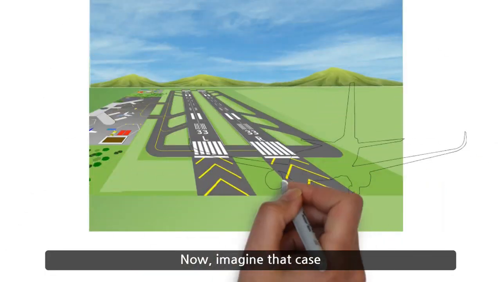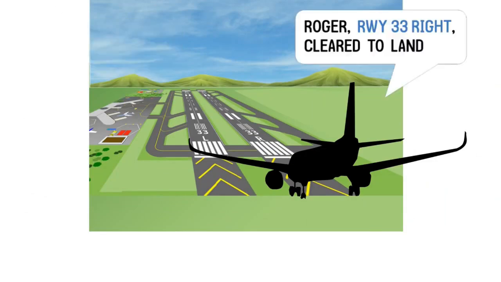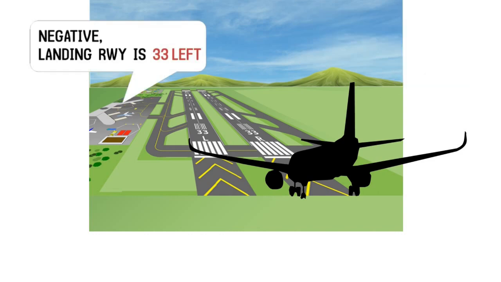Now imagine this case. Runway 33 left, clear to land. Roger, runway 33 right, clear to land. Negative. Landing runway 33 left.